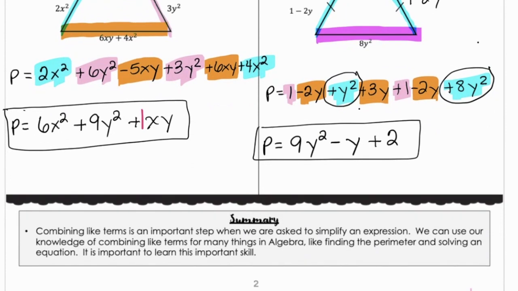Let's just review a quick summary of what it is that we did. So we have combining like terms is an important step when we are asked to simplify an expression. We can use our knowledge of combining like terms for many things in algebra, like finding the perimeter and solving an equation. We still have not solved an equation, but we're going to need to use this basic skill to help us solve an equation. It is important to learn this important skill. So keep learning, keep growing, and I will see you in the next video.